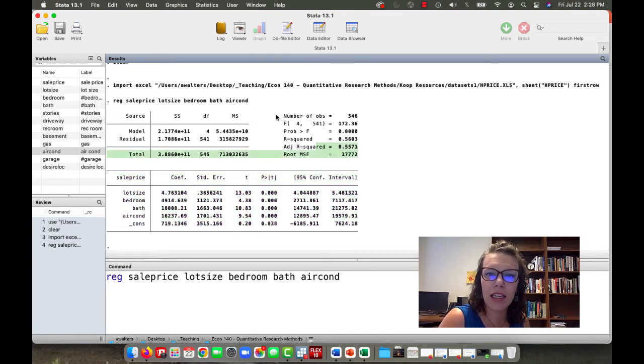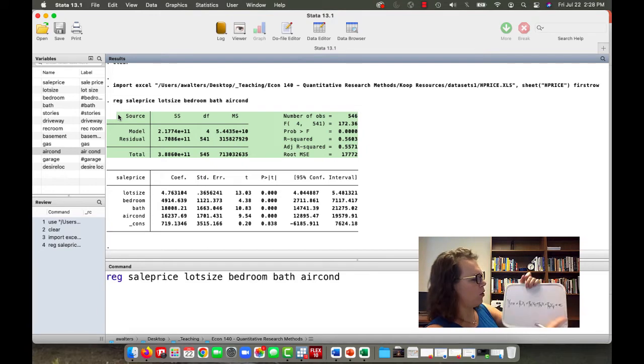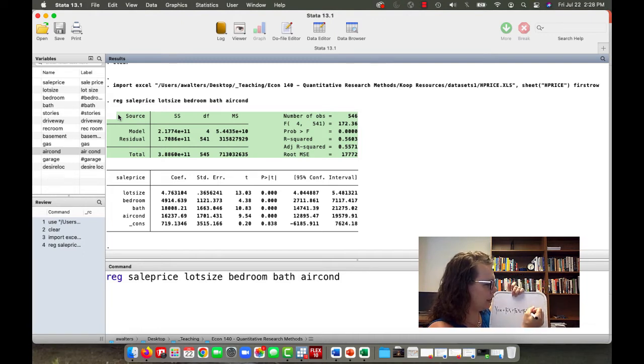Up here, these measures, this top half, it's all about the model. So not just one beta, but the entire model that we're looking at, where we're saying, okay, Y is equal to alpha plus beta 1 x plus beta 2 x plus beta 3 x plus beta 4 x plus some error term, where Y is sale price, X1 is lot size, X2 is bedrooms, X3 is bathrooms, and X4 is air conditioning.